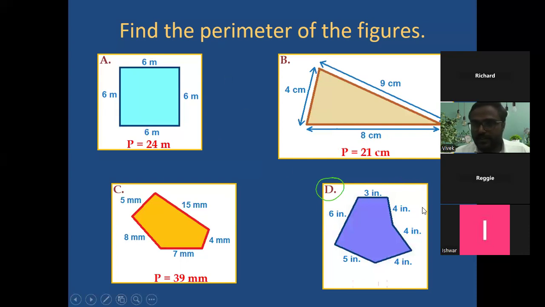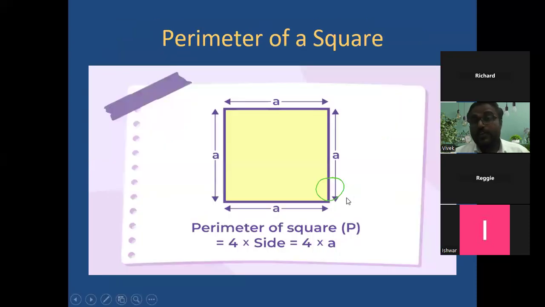Okay, the answer for D is nothing but 26 inches. Now here, whenever you get any predefined shapes, like a square, all of you know that a square has all the sides equal. So here, what do we say? A is that particular side.